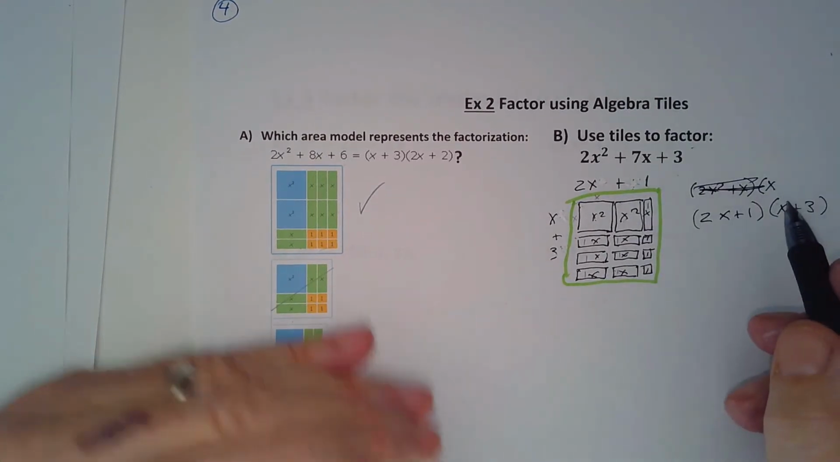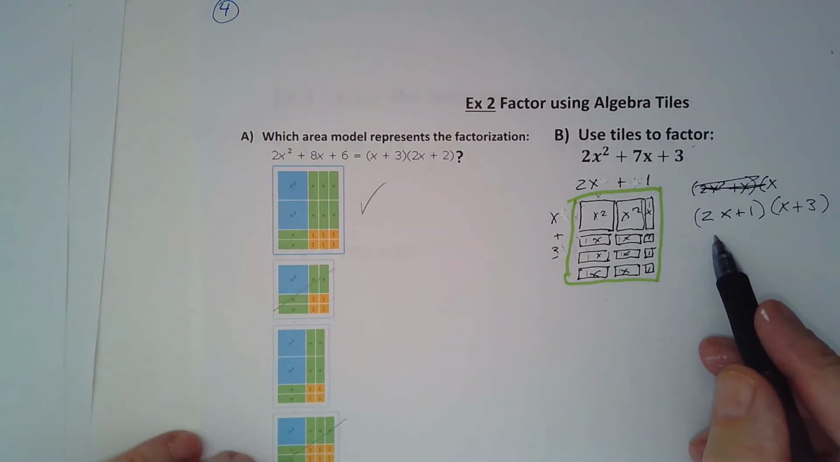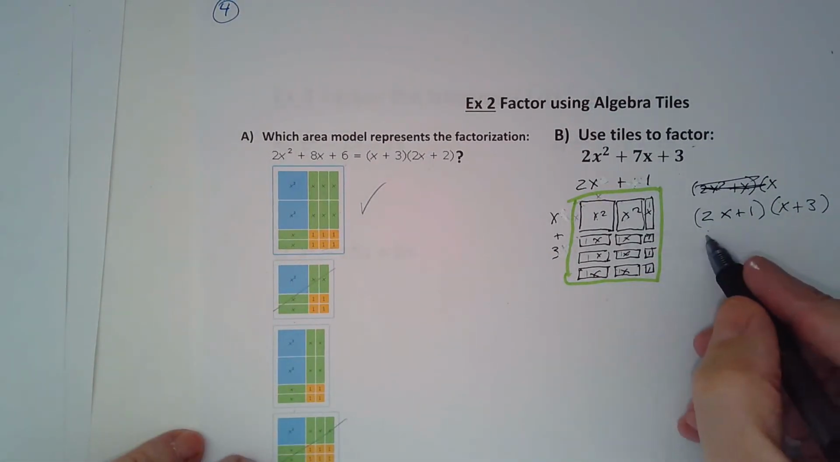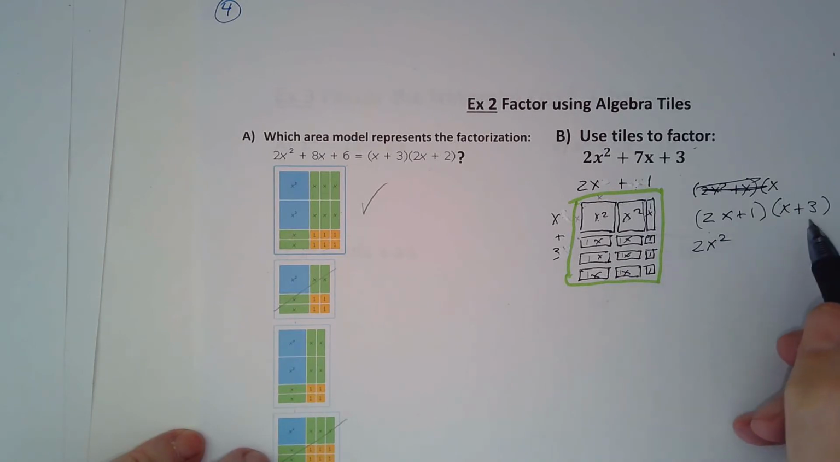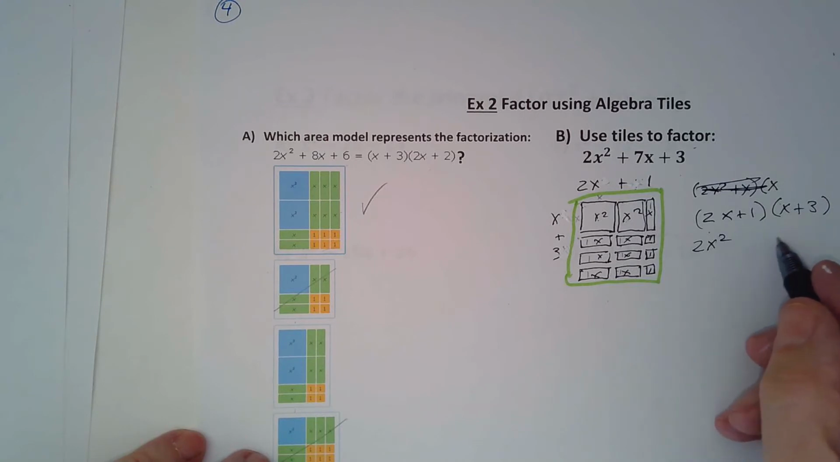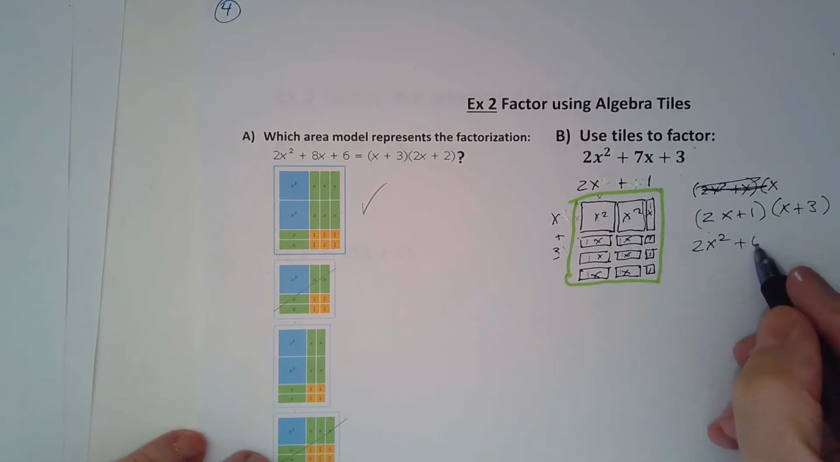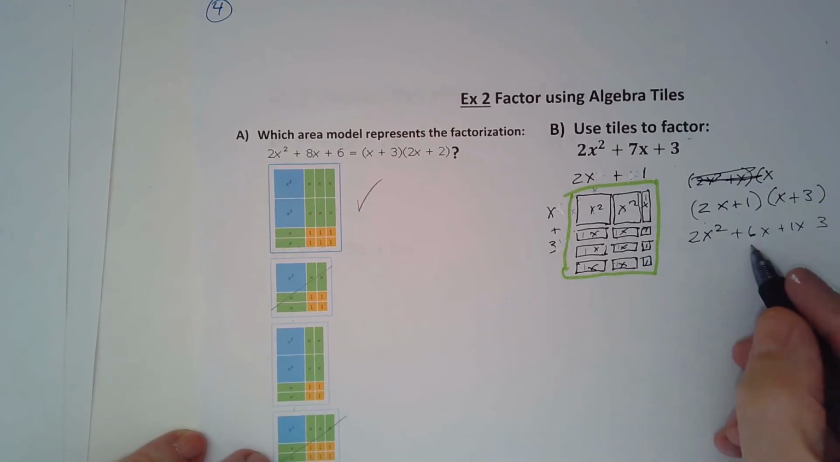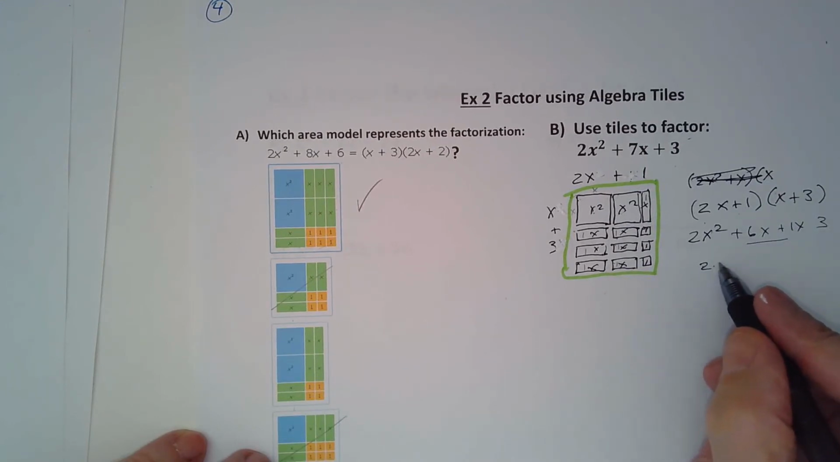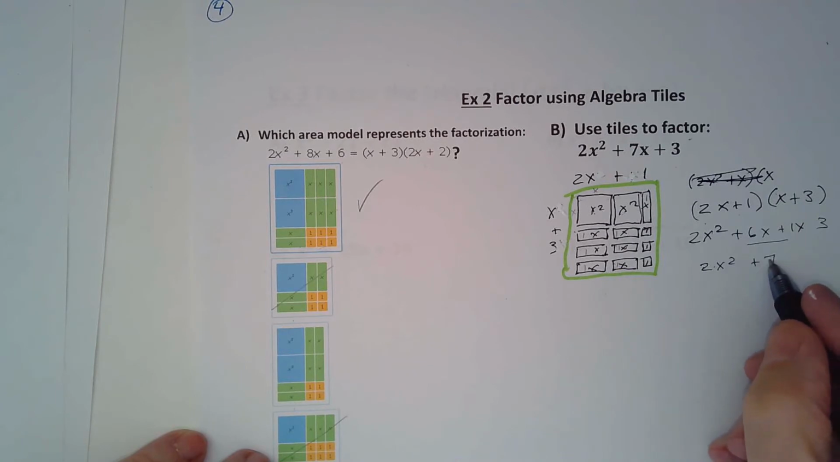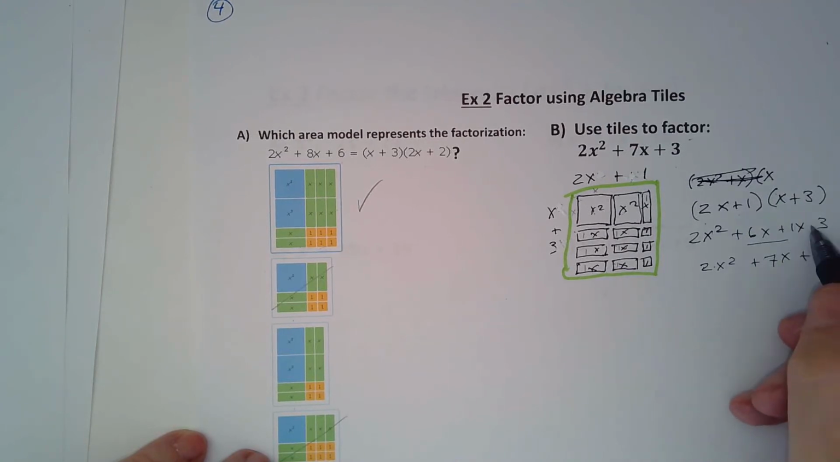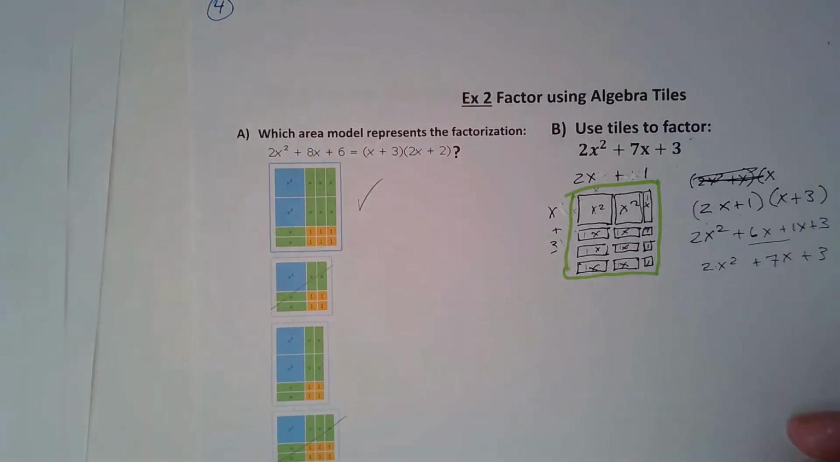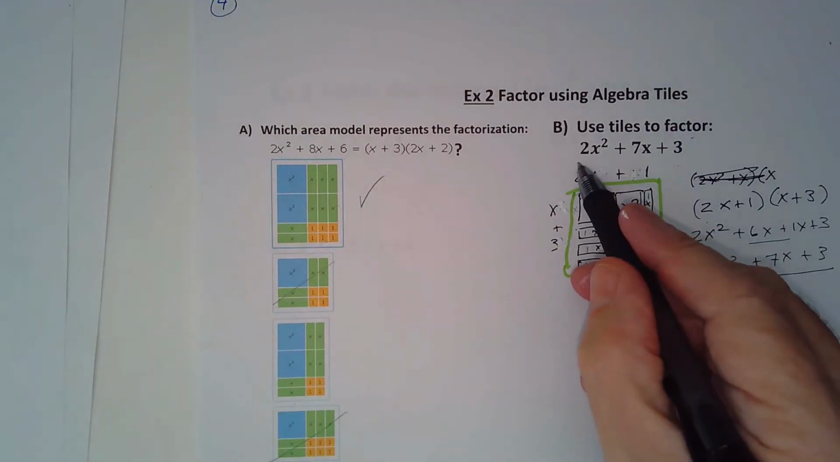And again, if you don't believe me, multiply back together using FOIL. 2x times x is 2x squared. 2x times 3 is 3x. I'm sorry, 2x times 3 is 6x. 1 times x is 1x. 1 times 3 is 3. And then, of course, these are likes, so you're going to add them together. So you'll have 2x squared plus 7x plus 3, right? And so that's exactly what we had when we started.